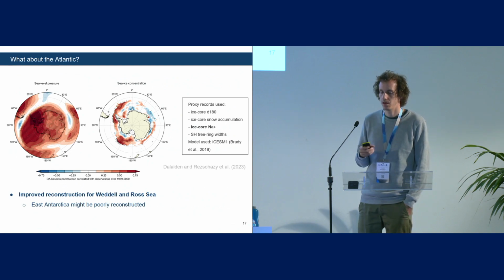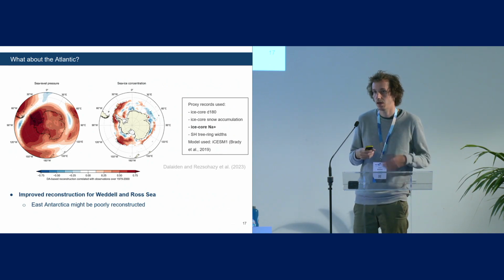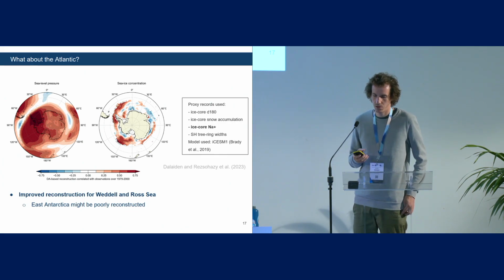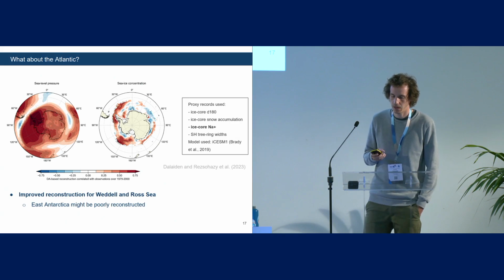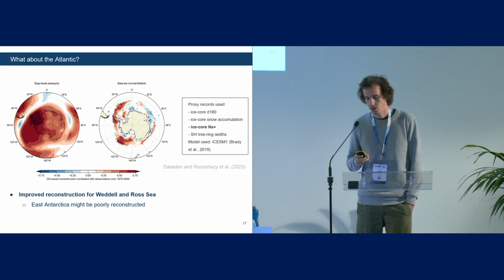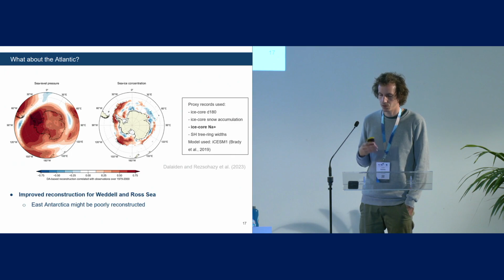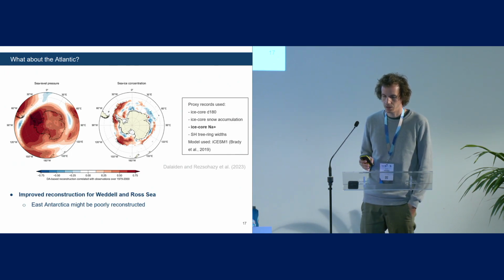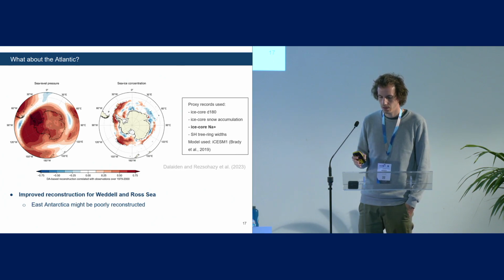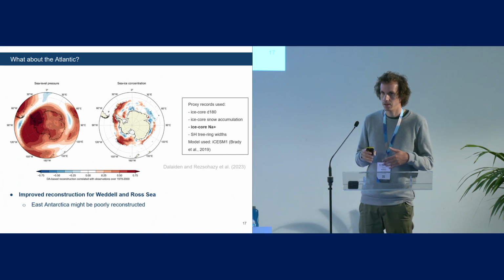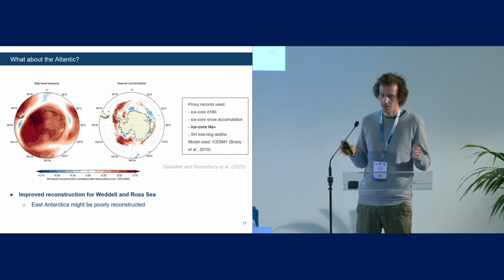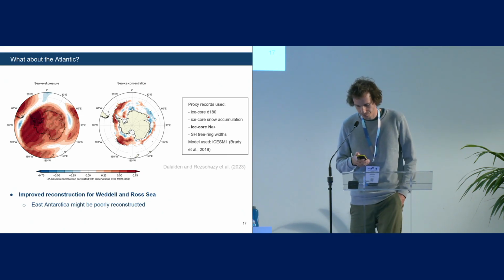And finally, because until now I have mainly talked about the Pacific, I would like also to talk about other sectors, in particular the Atlantic. As I said at the beginning, now we have a new database of sodium records from ISCOR, and this database is very useful because we have more records, and these records also cover a longer period. So it allows us to study the variability over a longer period.